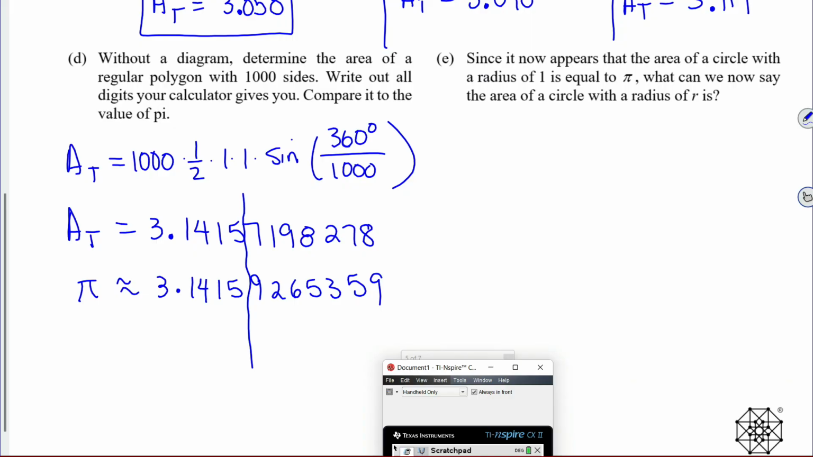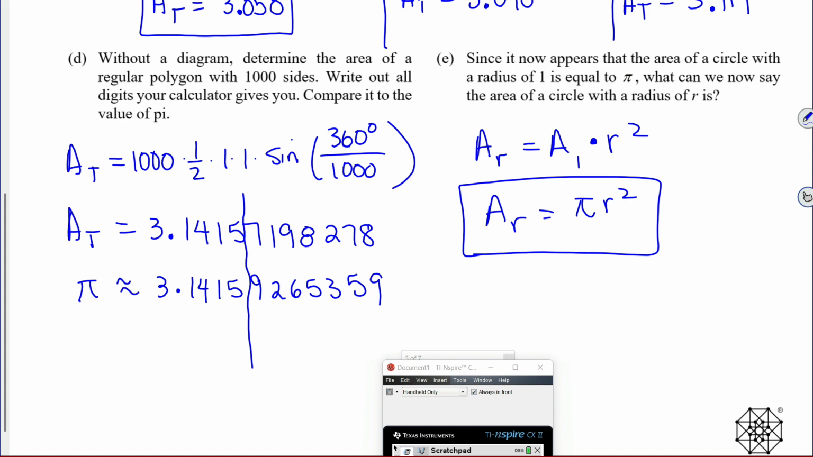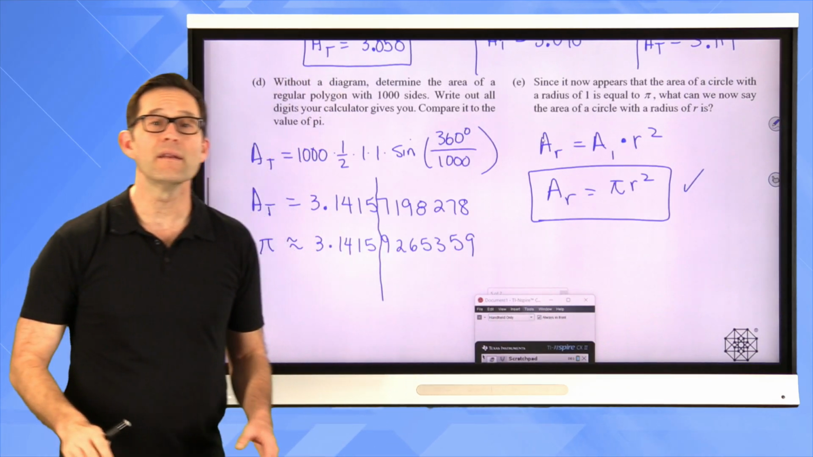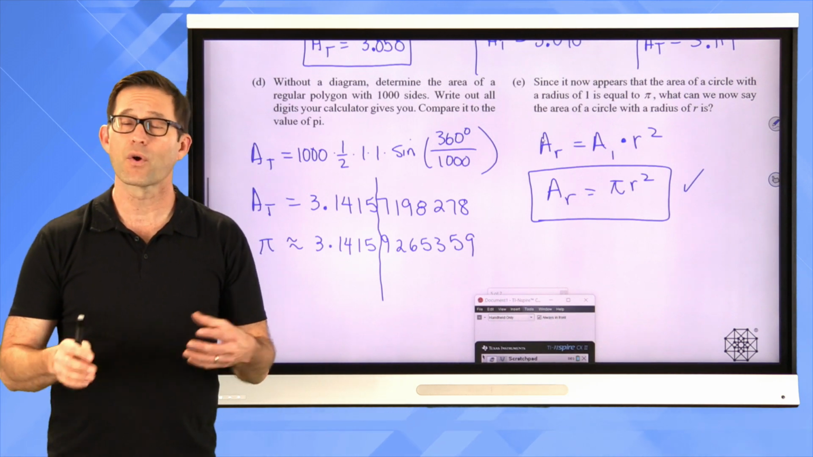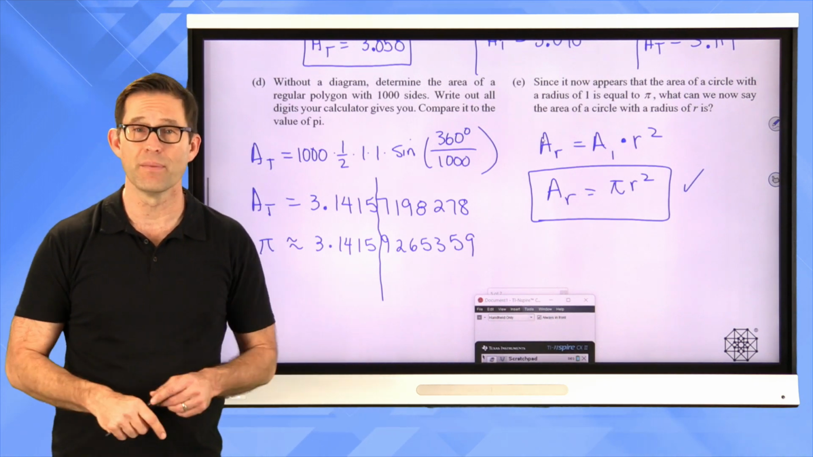Since it now appears that the area of a circle with a radius of 1 is equal to pi, what can we now say the area of a circle with a radius of r is? Well, remember that the whole point was that the area of a circle with a radius of r was going to be the area of a circle with a radius of 1 times r squared. So therefore, that's pi times r squared. There was never any doubt that the area was going to be some number times r squared. The question was, what's that number going to be?